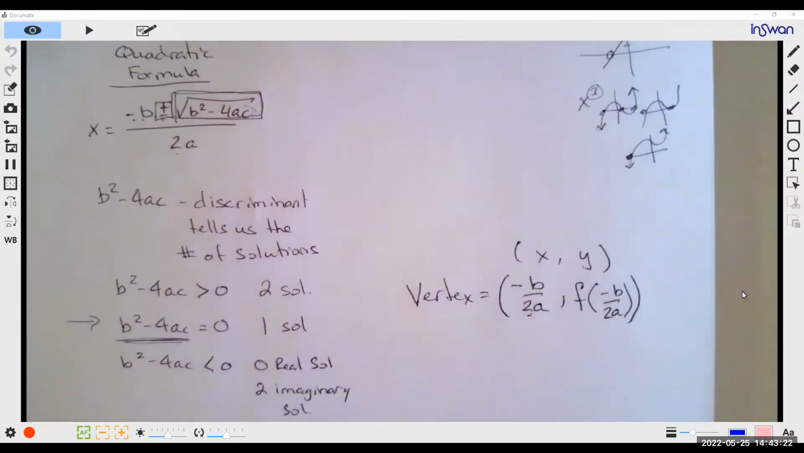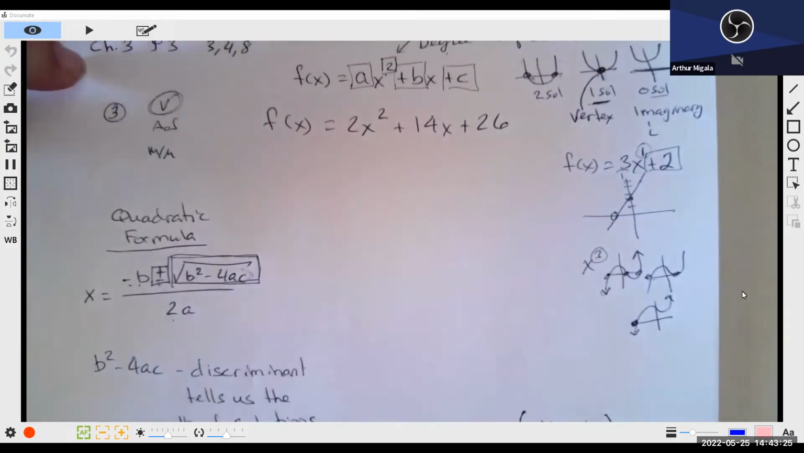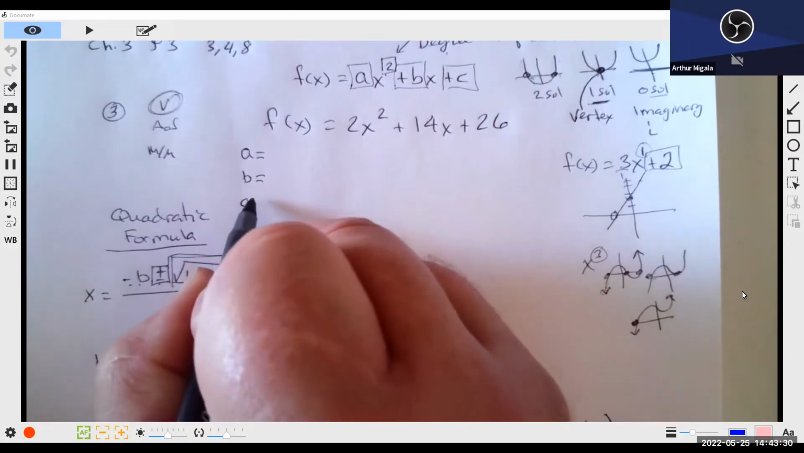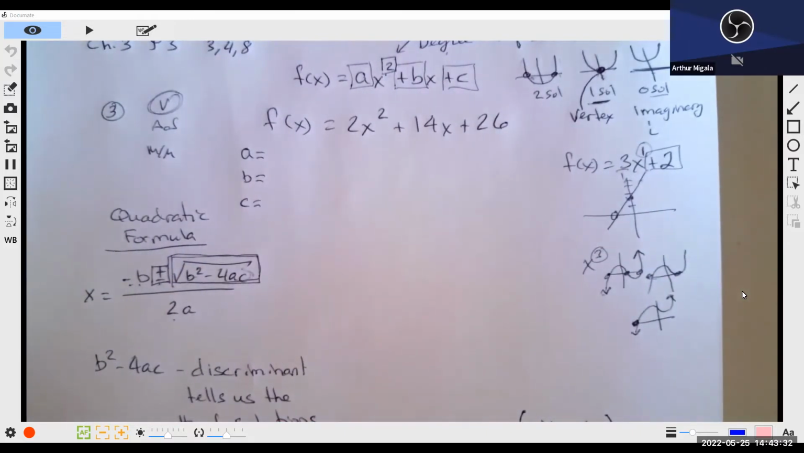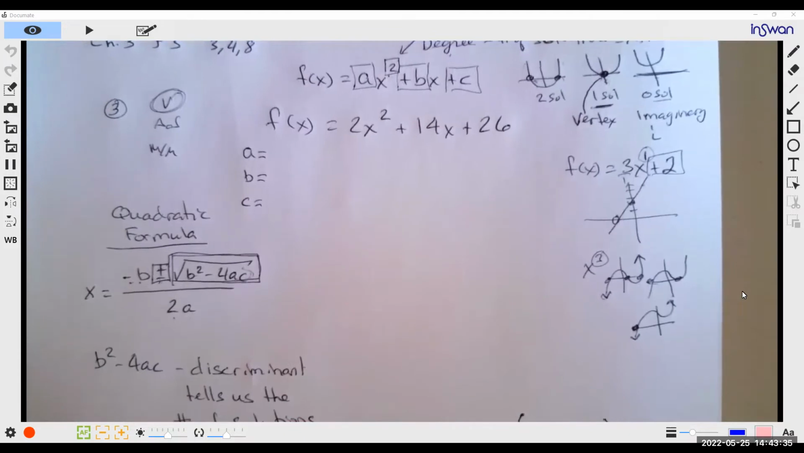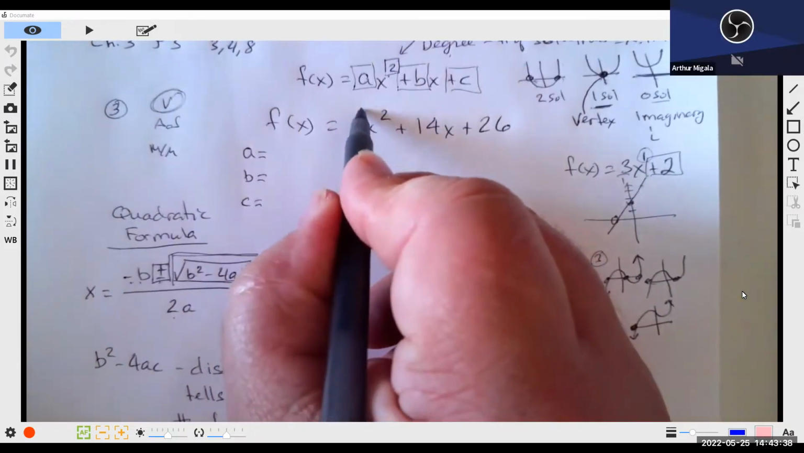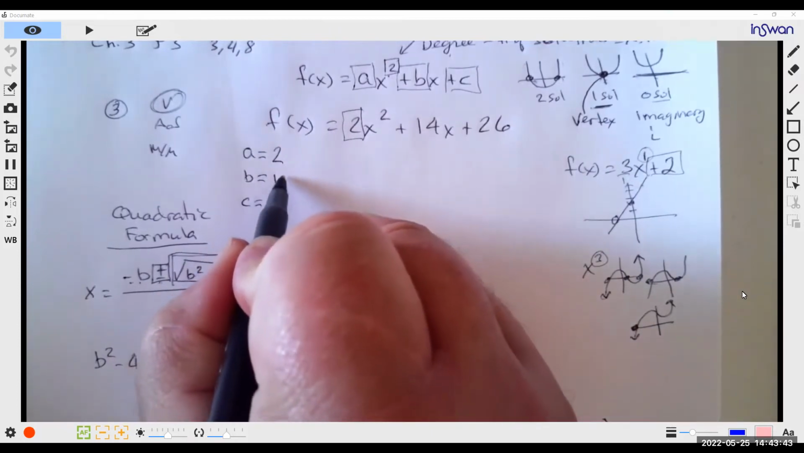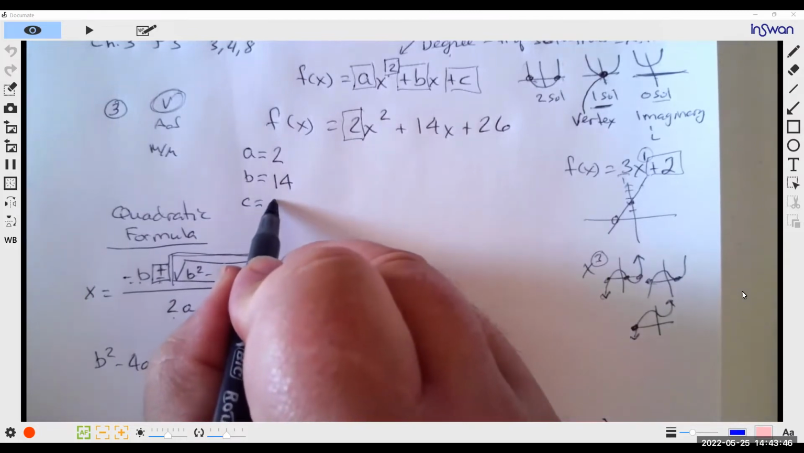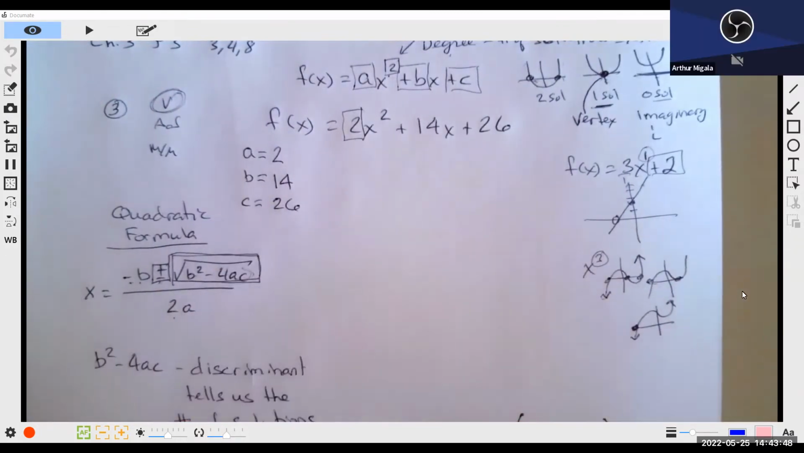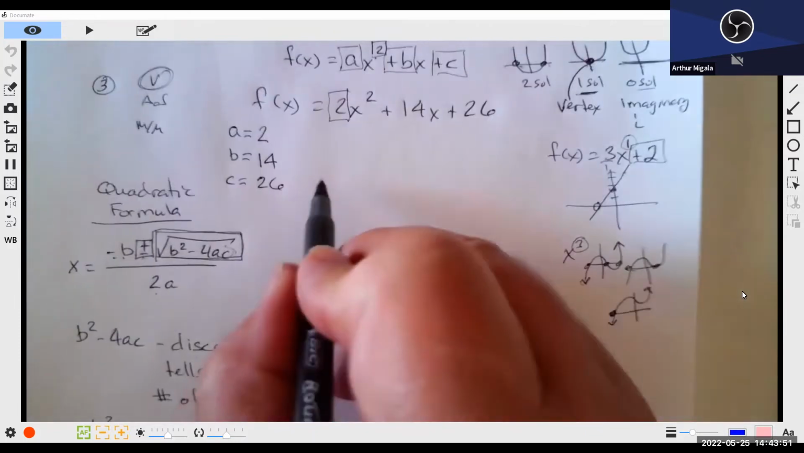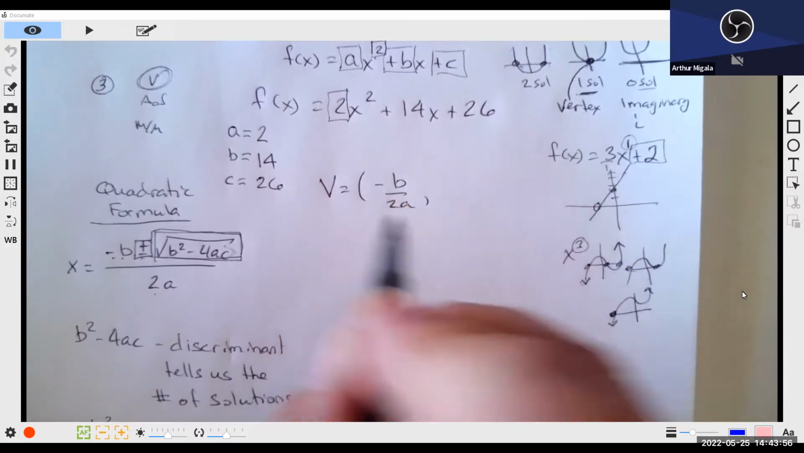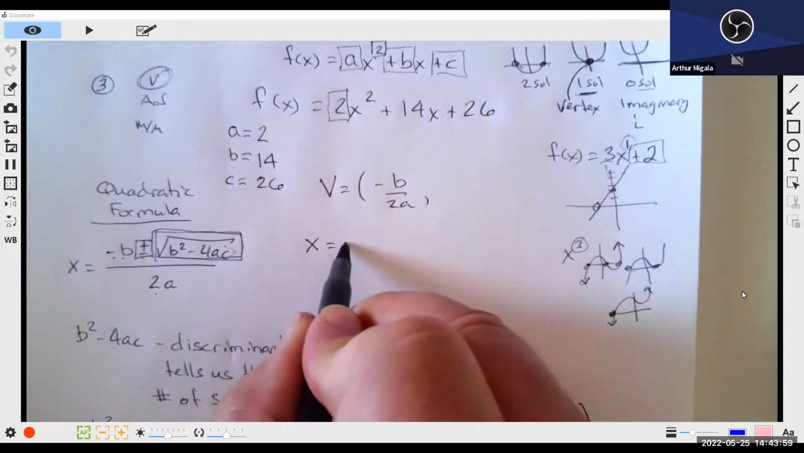Let's look at the vertex of this example equation. We have to first figure out what a, b, and c are. What is a? A is just the number 2, not the x. B is 14, and c is 26. Once we have that, now we can look at the formula. We have to figure out negative b over 2a. That's the x value.